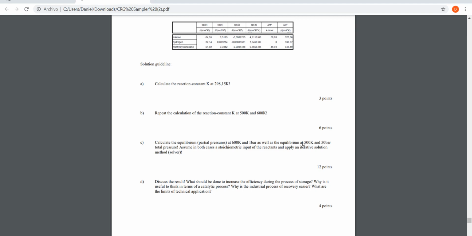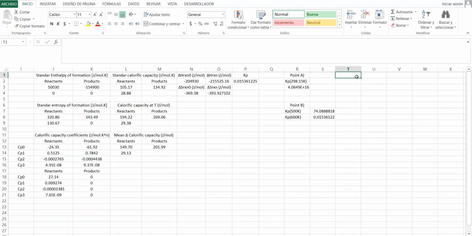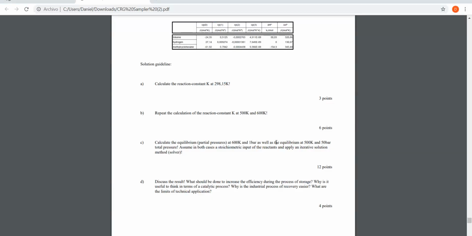Calculate the equilibrium partial pressures at 600 Kelvin at 1 bar, as well as the equilibrium at 500 Kelvin and 50 bar total pressure, assuming in both cases a stoichiometric input of the reactants, and apply an iterative solution method solver. So okay, we're going to do point C. We're going to do it first at 600 Kelvin. And it says that the total pressure would be 1 bar.